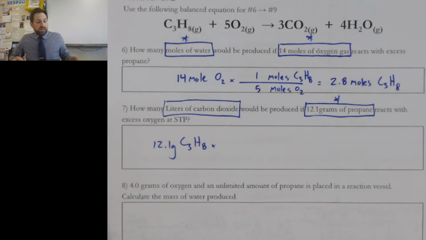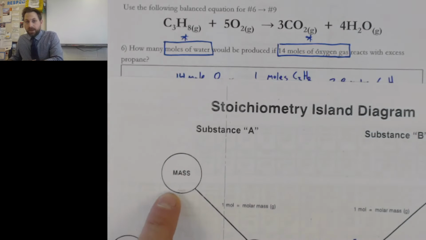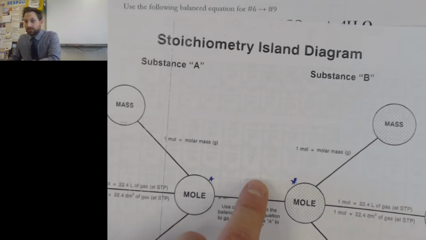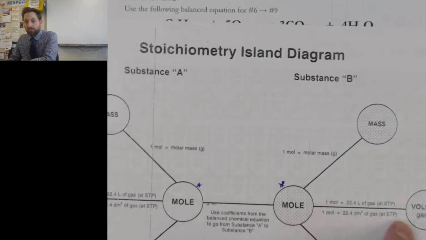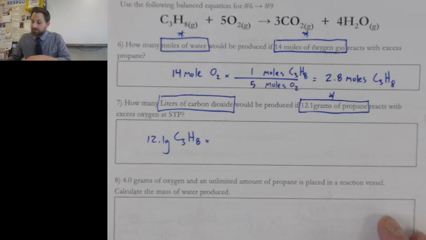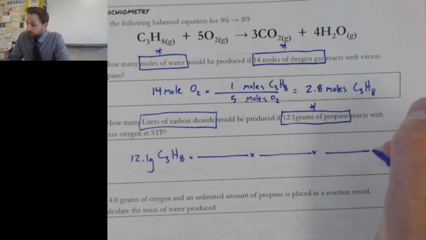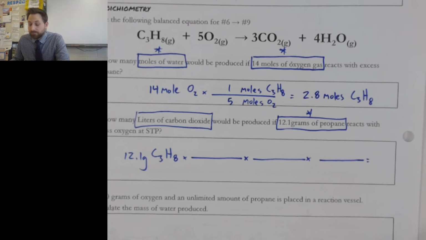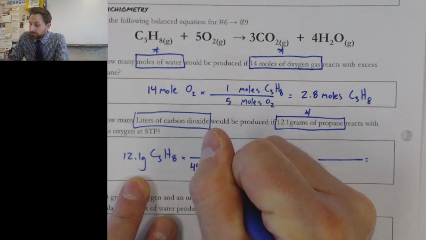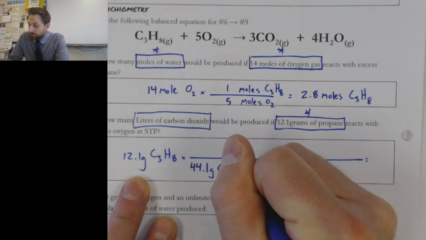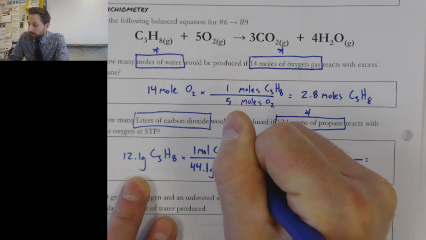Now when I look at this again, I have my Stoic Island sheet. I am starting with a mass. I am trying to get to a volume. So this is going to be a 3-step problem. Review your steps if you forgot how to do them or where the conversion factors are coming from. All right, so I know that the molar mass of propane is 44.1 grams. That is equal to 1 mole of propane.